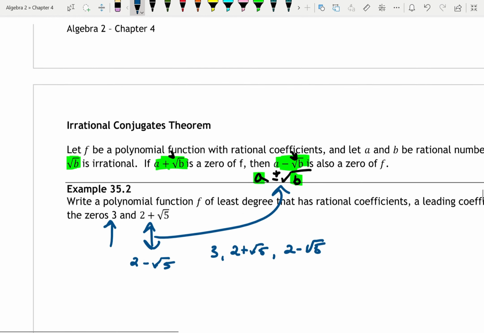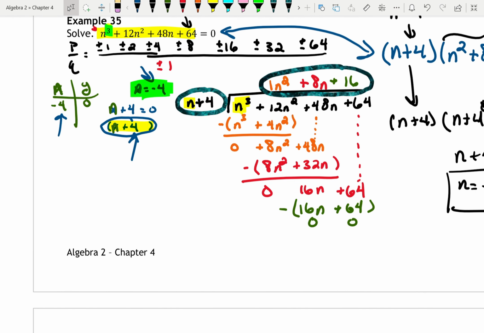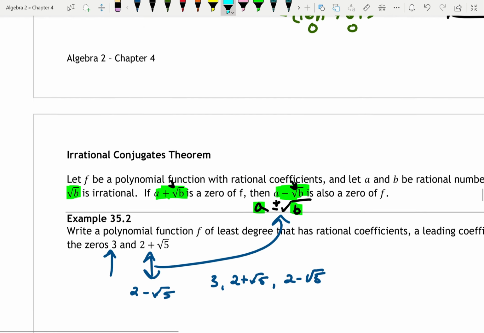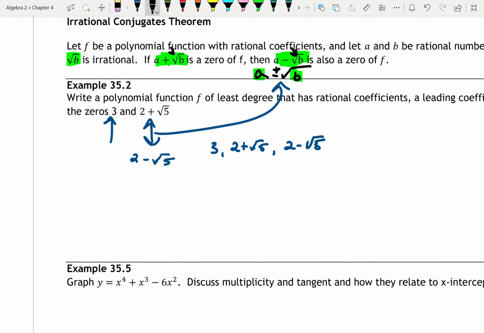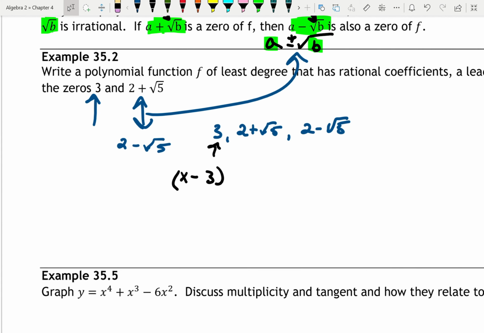Now, thinking back to what I did in the last problem, I'm looking in this region right here. We got the n equals negative 4, and then I kind of put it back into what it was in the equation. That's what we're going to be doing here. We know that for this 3, there had to be an x minus 3 somewhere, because then it would be equal to 0 and you solve. So the next one's going to be x minus 2 plus root 5. You see how I put the parentheses in there, right? I didn't have to put the parentheses in there for the 3 because it was all alone. Next up we'd have x minus parenthesis 2 minus root 5.